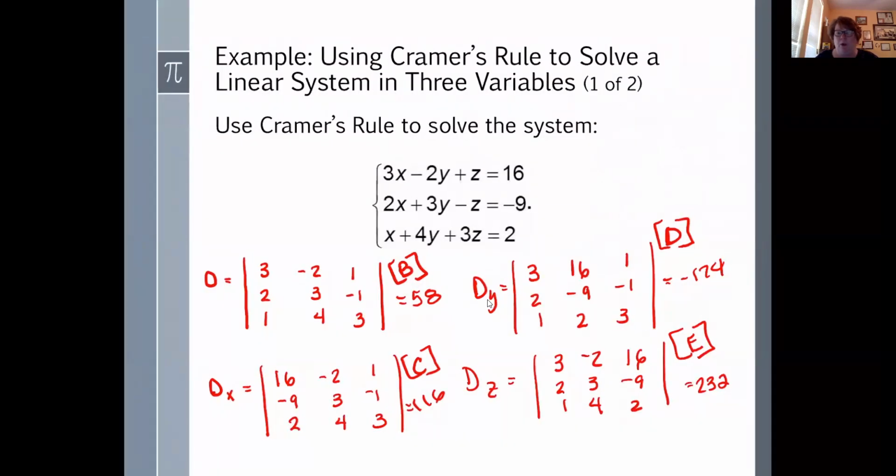And I did somewhat messily write down those 4 determinants. D was 58, D sub x was 116, D sub y was -174, and D sub z was 232. And the nice thing about using my calculator is, did I make a multiplication error? No. Did I make a sign error? No. Which I did when I did this by hand. So for me, sometimes it's just nice to use a calculator, even if I do it by hand, to check whether I've made an error or not.